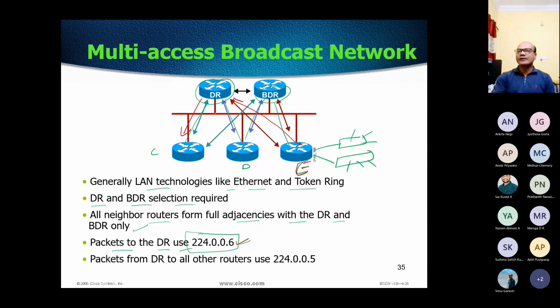Router E has the new networks. Please take this update to C as well as D as well as the BDR. So the DR uses this multicast IP, which is 224.0.0.5. It means OSPF is going to use multicast IPs 6 and 5. Packets from the DR to all the routers use this multicast IP. Understood, guys?